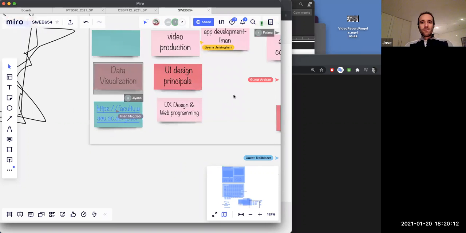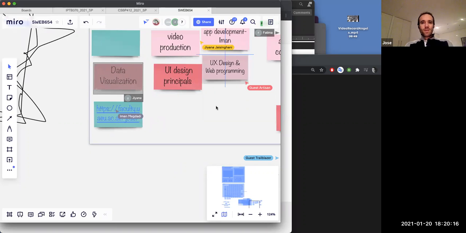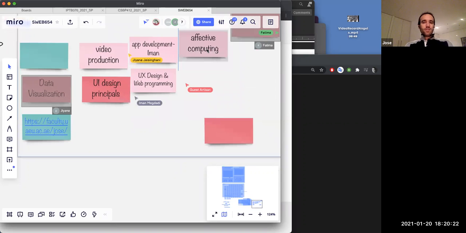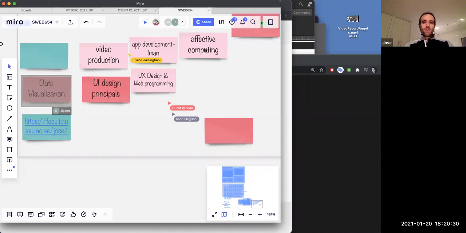I think this one goes together with this one, right? So yes, Figma is the new gold standard for UX design and web programming. Last year it was something else, but now it's Figma. We're very lucky that we have free access to Figma at the moment. And this is a super marketable skill.